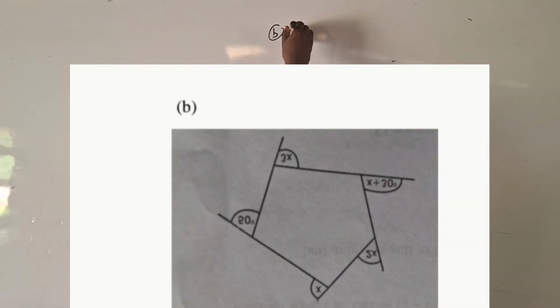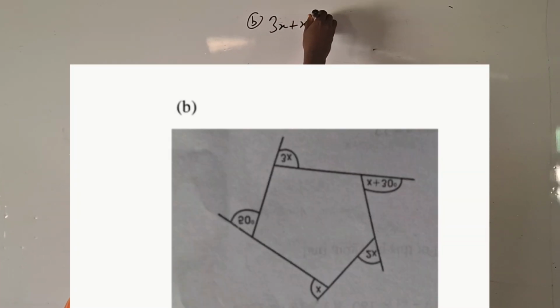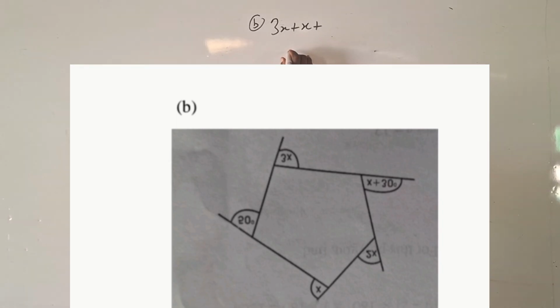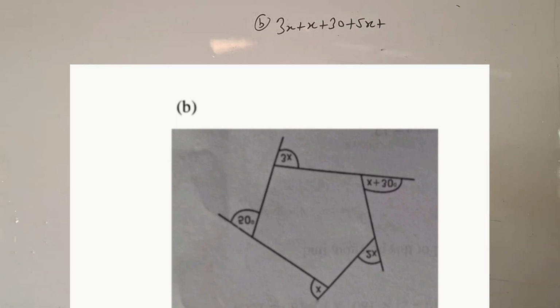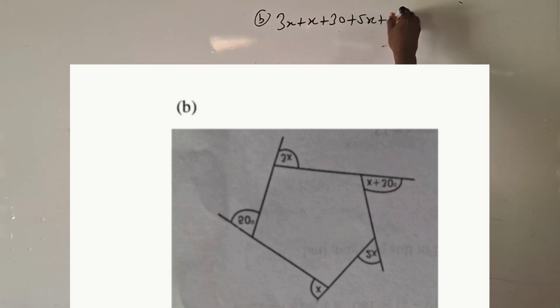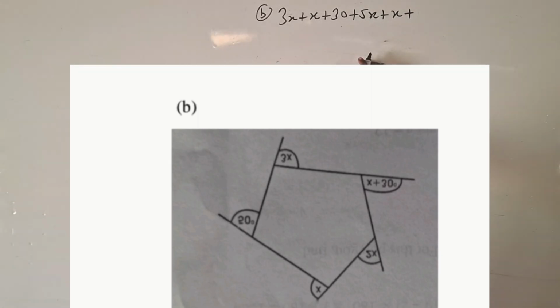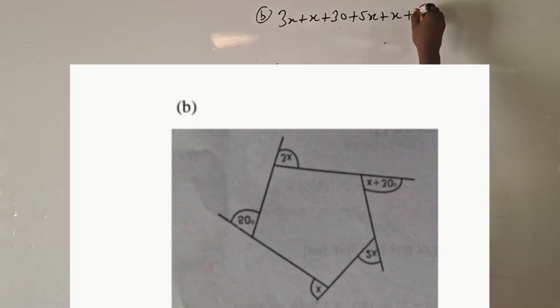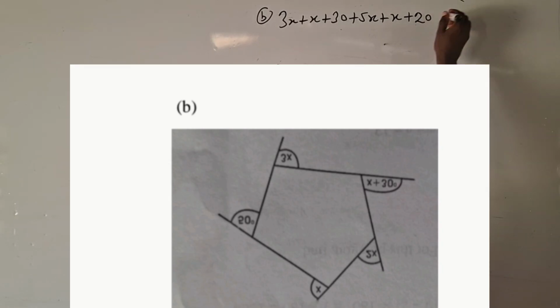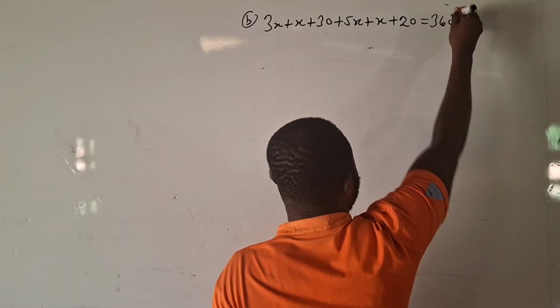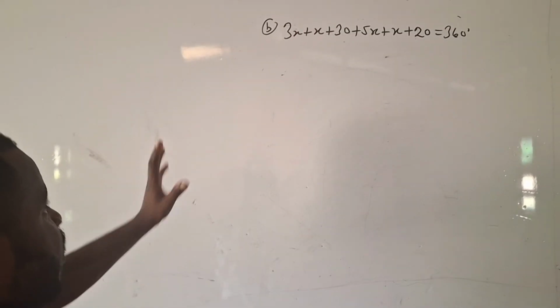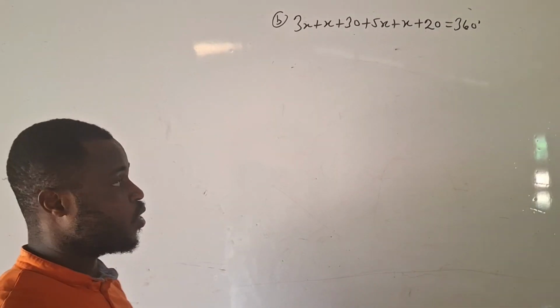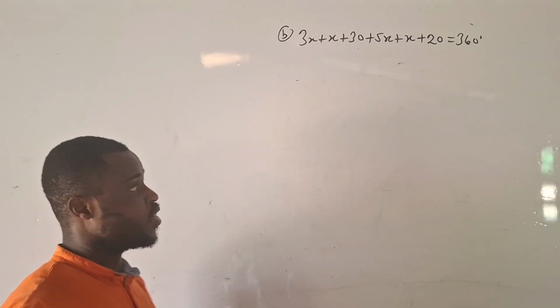So we see we have 3x there, plus 1x there. Then we have 30 plus 5x there. Then we have another x. Then we have plus 20 will give us 360 degrees. So that is exterior angle of that polygon. Outside is exterior, inside is interior.